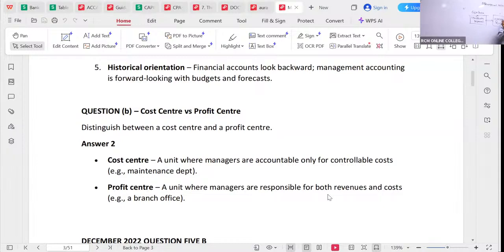A cost center, as we are reading, is a unit where managers are accountable for controllable costs. Even if you forget the word controllable, you can say that we will only be accountable for costs, because we don't have access to external customers. The only thing we know are costs. And then we have a profit center, a unit where managers are responsible for both revenues and costs.